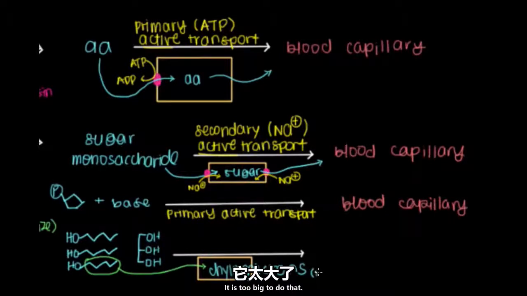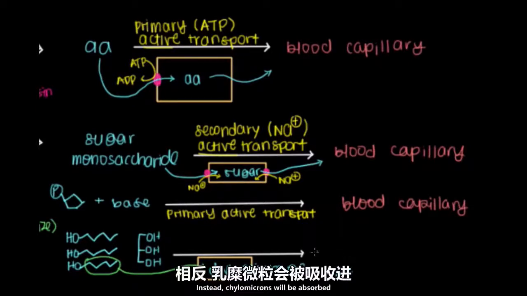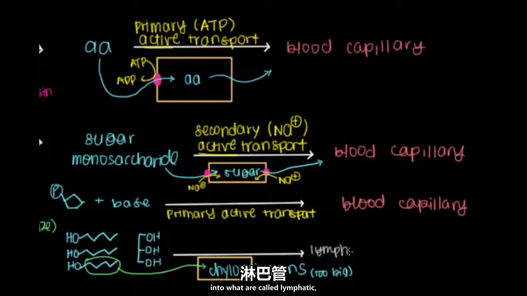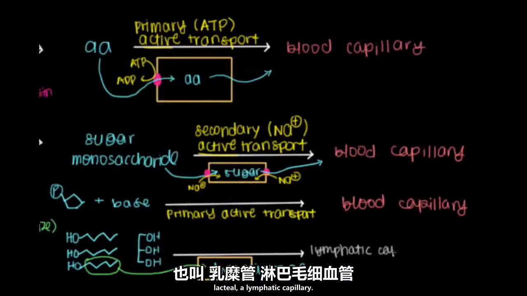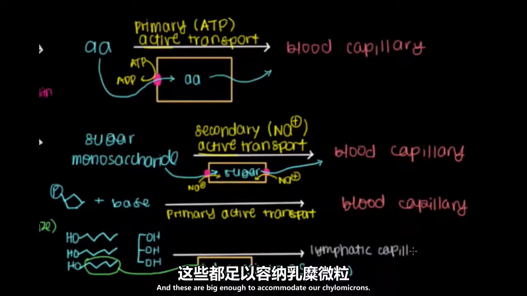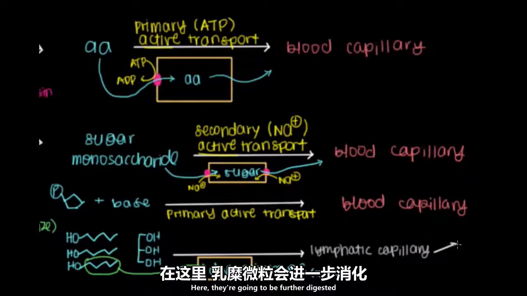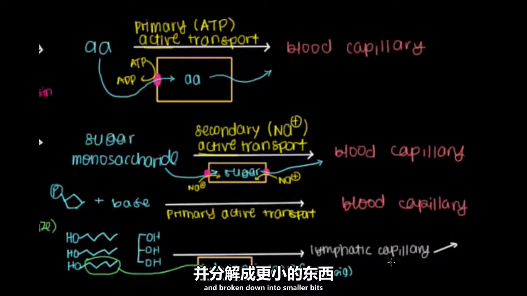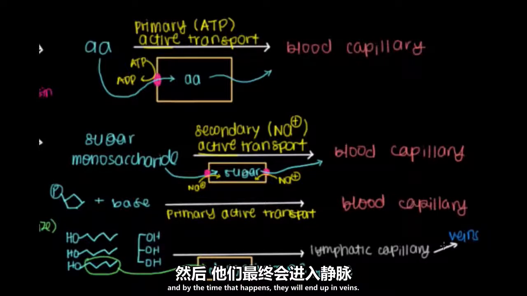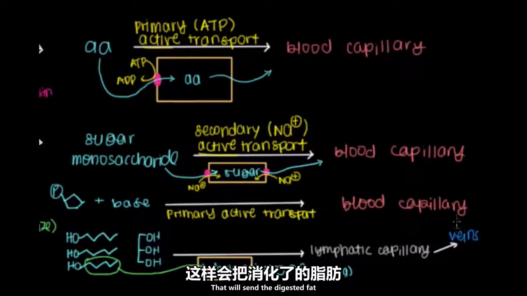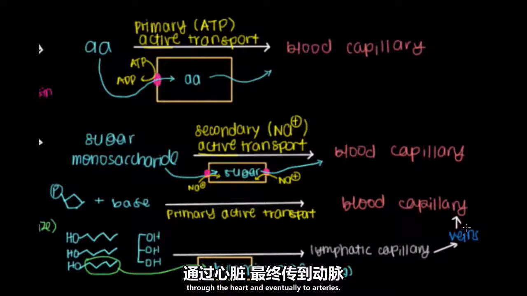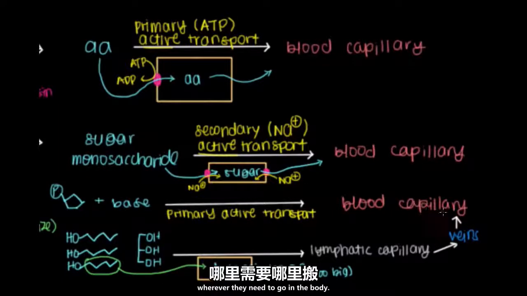It is too big to go to the blood capillary. Instead, chylomicrons will be absorbed into what are called lymphatic capillaries, also known as lacteals. And these are big enough to accommodate our chylomicrons. Here, they're going to be further digested and broken down into smaller bits. And by the time that happens, they'll end up in veins that will send the digested fat through the heart and eventually to arteries that can then distribute them wherever they need to go in the body.